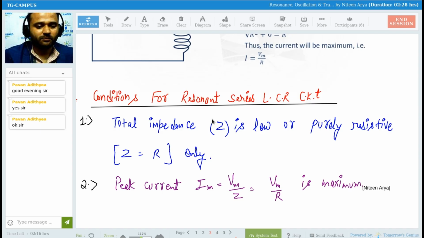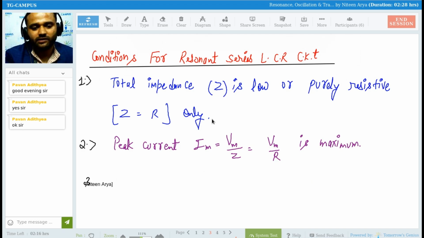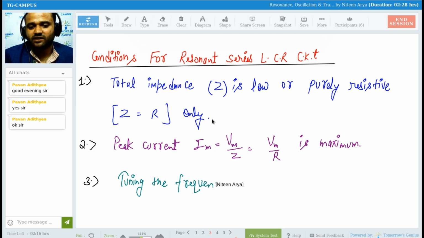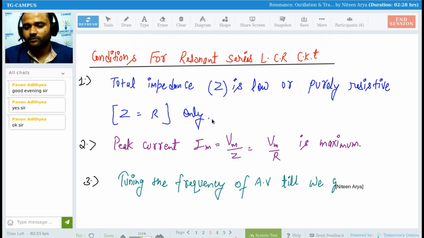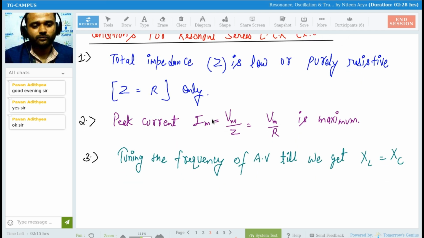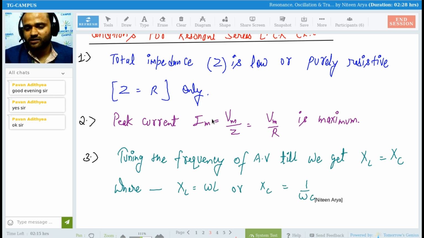Maximum. Okay. The third main condition is tuning the frequency of alternating voltage till we get XL equals XC, where XL, the impedance of an inductor, is omega L, and XC is 1 by omega C, where omega is 2 pi F.